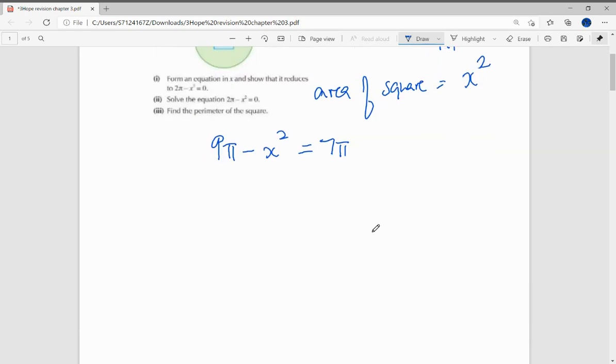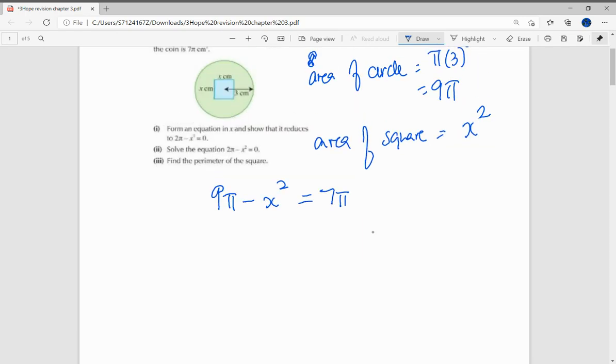And then let's rearrange this. What you have is 2 pi minus x squared equals 0, shown. Okay, the first part is done. Then they ask you to solve this. You can use the quadratic formula or you can simply solve.